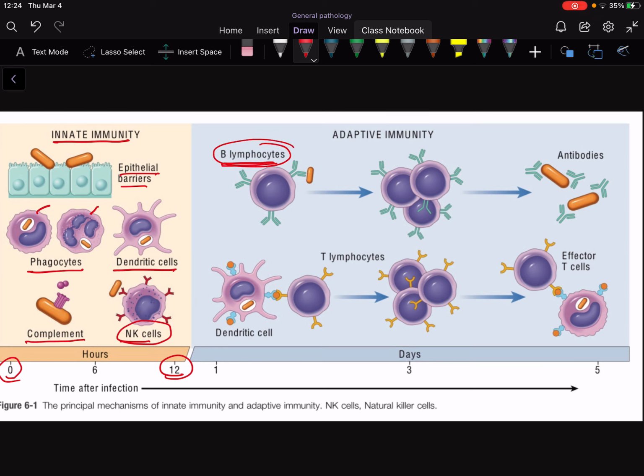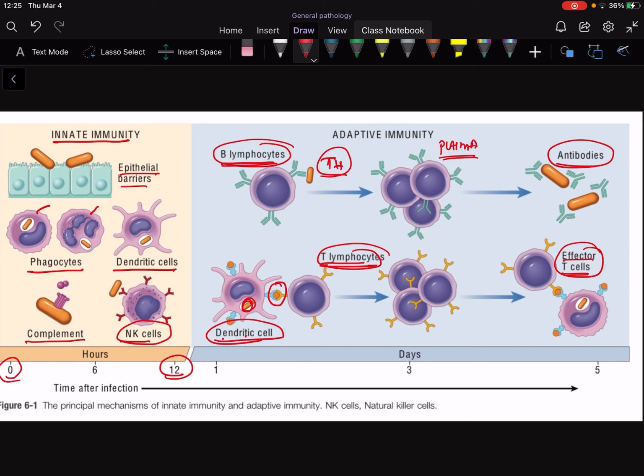Whereas adaptive immunity involves B lymphocytes, which in the presence of T helper cells convert into plasma cells, and plasma cells start producing antibodies. Dendritic cells present antigen to the T lymphocyte; as you can see, it has eaten a part of the antigen and is presenting it. Then the T lymphocytes are converted into effector T cells, and this takes place between 2 to 5 days.